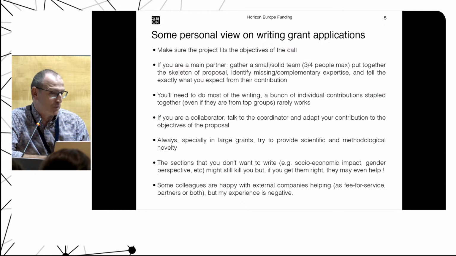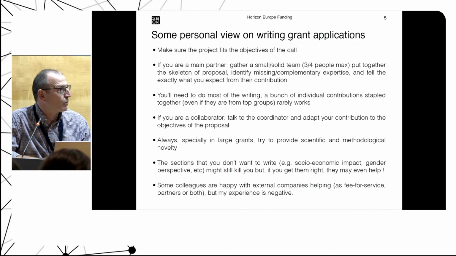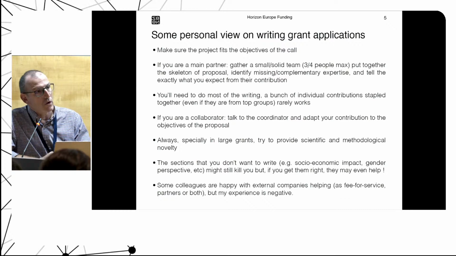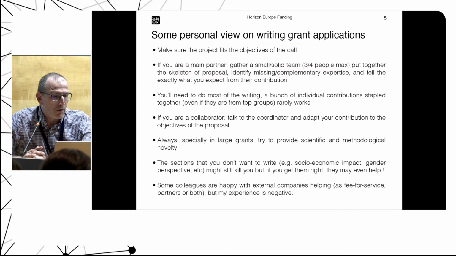Then if you're not a main player, but a collaborator, then basically you have to talk clearly to the coordinator and adapt your contribution to the objectives of the proposal. Again, you cannot do something that is kind of tangential to what everybody is doing, because then the report that you will get is Work Package 7 doesn't fit. And this kills the proposal. So you have to make sure that whatever it is that you do with your own expertise fits in the main objective of the call.